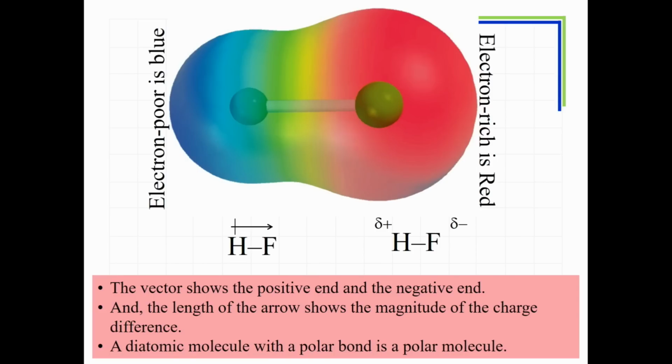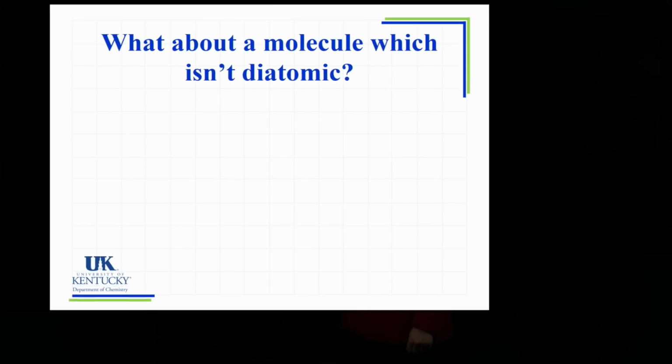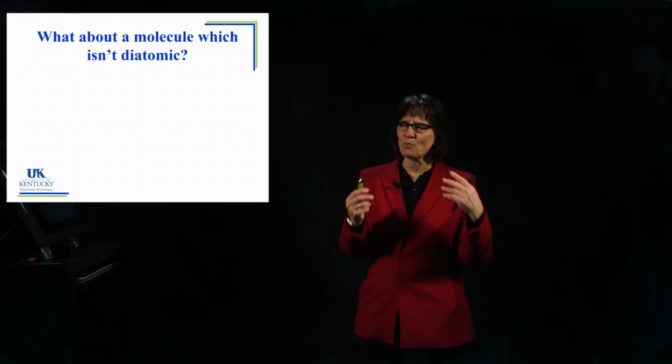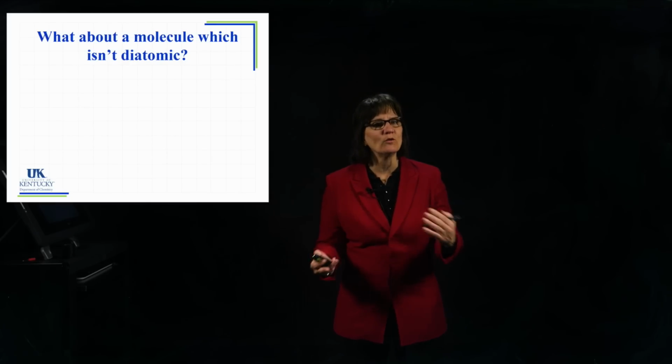Now, this is a very key statement, so we probably ought to put a star next to it. If you have a molecule and it has only one bond, like HF has, then if the bond is polar, the molecule must be polar. End of story. However, we have an awful lot of situations where we have more than one bond and we have to figure out what to do. So for molecules that aren't diatomic, where there's more than 2 atoms, we have to do a little bit of work.